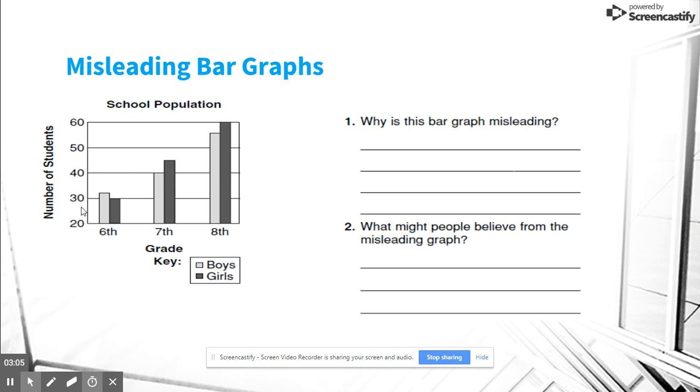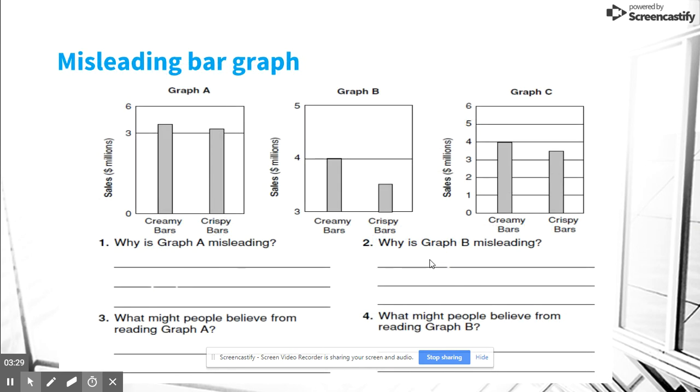The graph does not start at 0, therefore it is misleading. So what might people believe from this graph? Well, the 8th grade fills up the whole chart. So that's this proportion for the whole school. So it looks like the 8th grade has more of a population. That's why it's misleading.